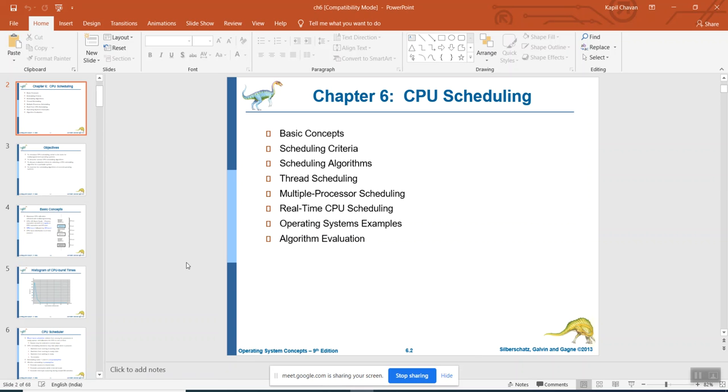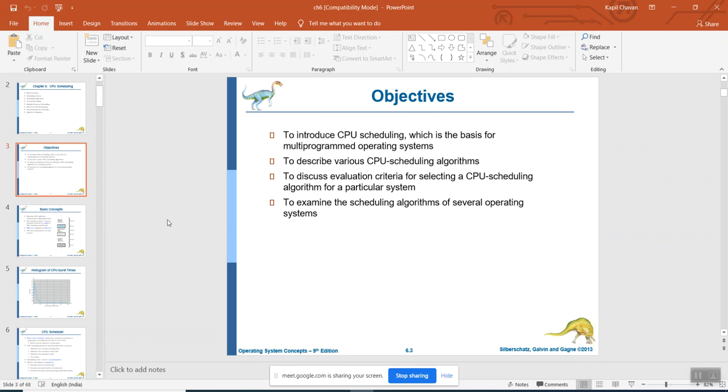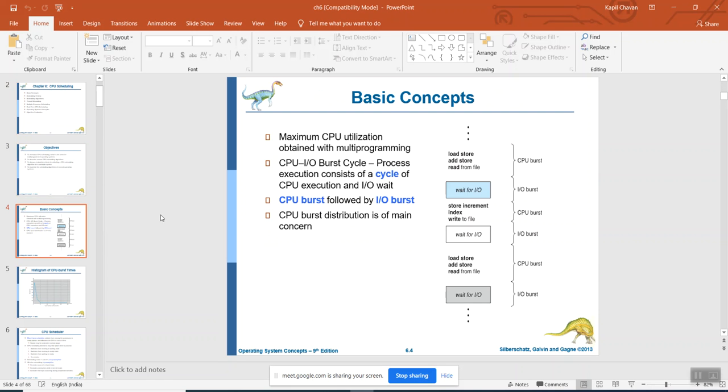Hello, good afternoon all. Today we will start Chapter 4, that is CPU scheduling and the algorithms. Here we will see how we are going to schedule the different processes in the system and which different algorithms are used for CPU scheduling.